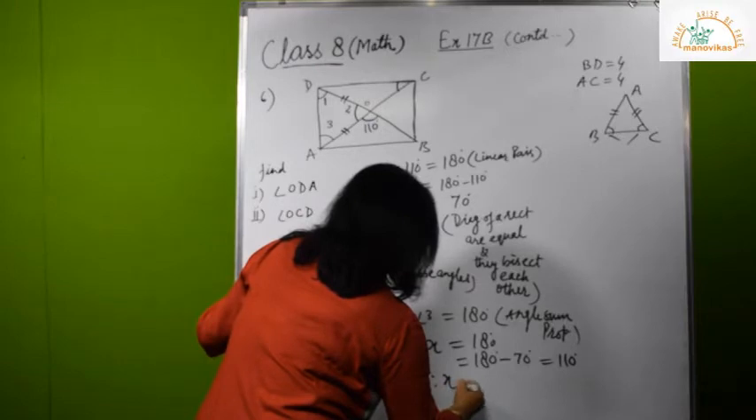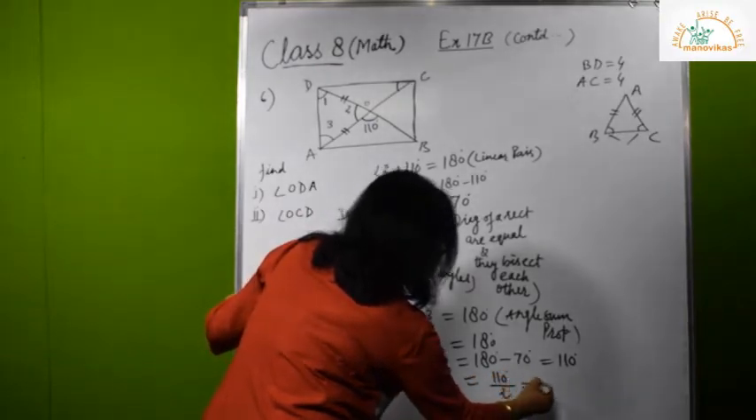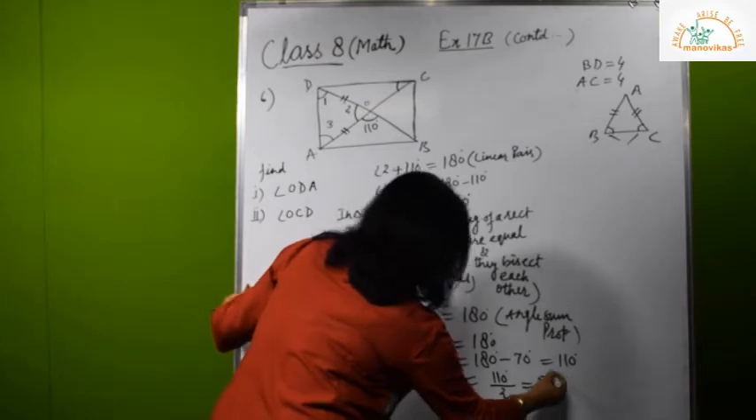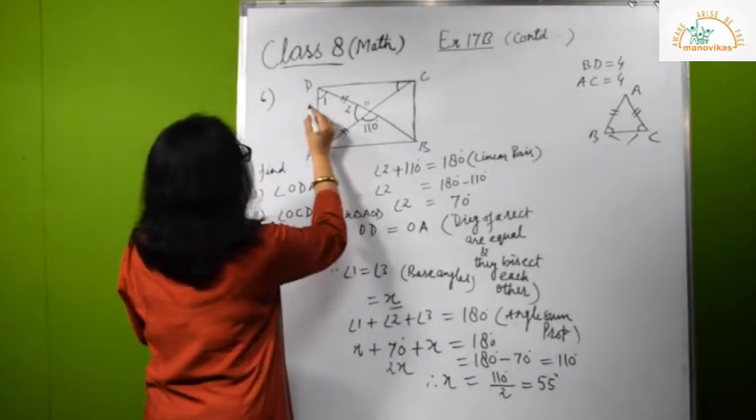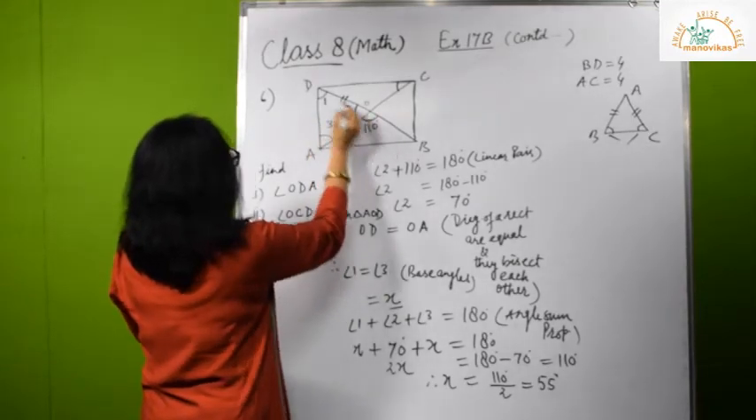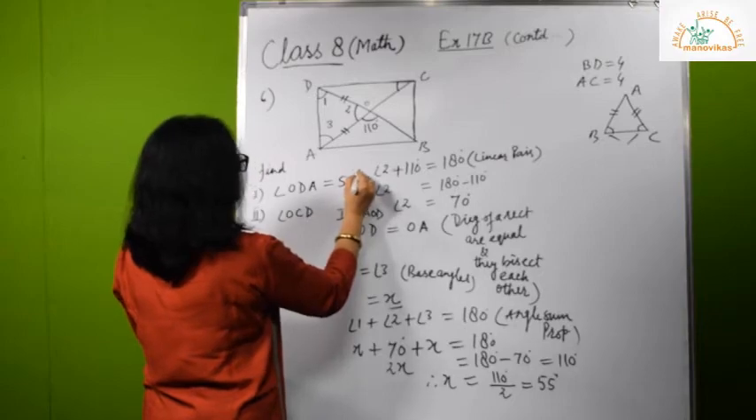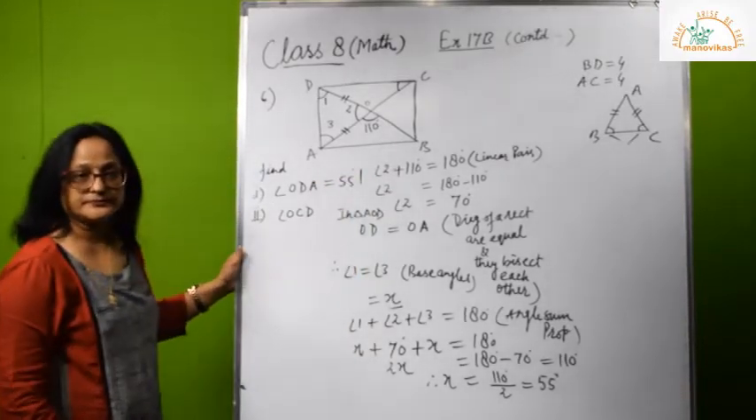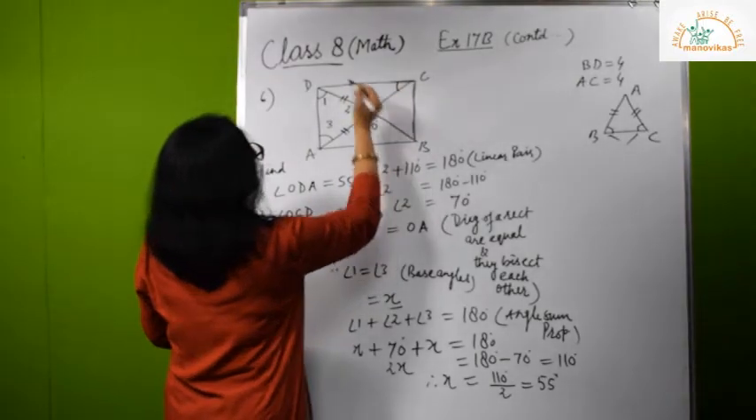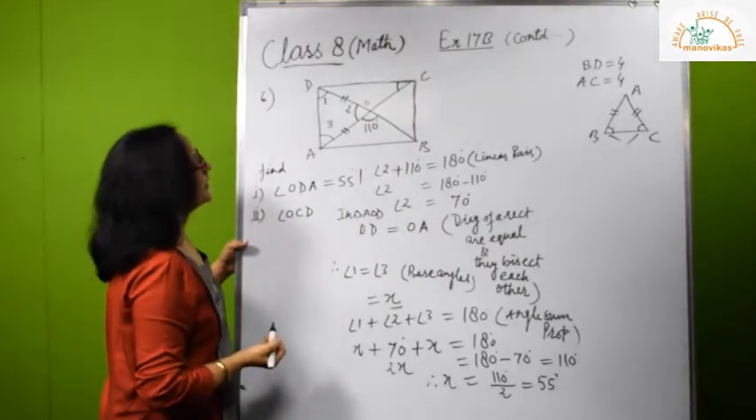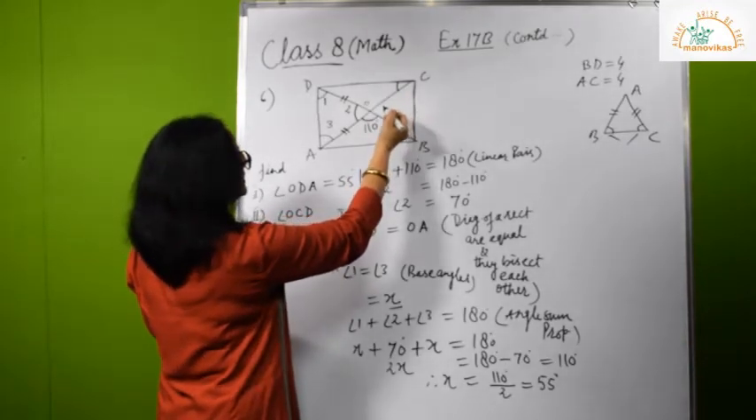Therefore, the value of x we have found: 110 divided by 2. That is 55 degree. So 55 degree is the value of x and angle 1 is equal to x. So angle 1, that means ODA is equal to 55 degree. We have found. Now we have to find angle OCD. How you can find angle OCD? Two ways you can find angle OCD.